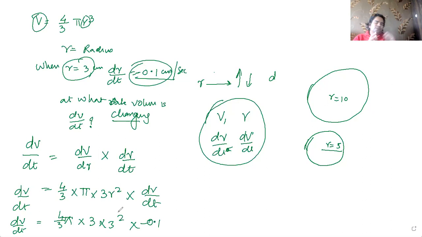If you calculate this value, the 3 cancels, and 9 times 4 is 36 pi, so negative 3.6 pi. So you can see that every second at that time, the volume will reduce by 3.6 pi. At that instant, when the radius is 3 and the rate of change of radius is negative 0.1, the volume will be reducing at negative 3.6 pi.